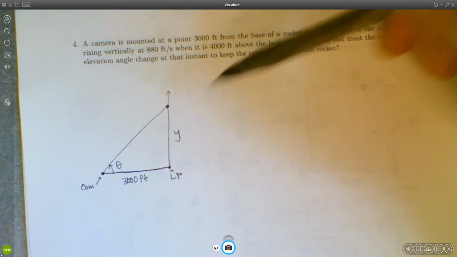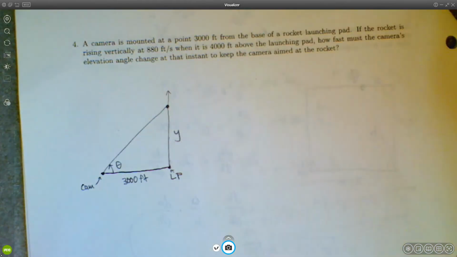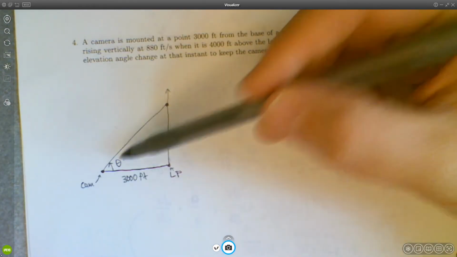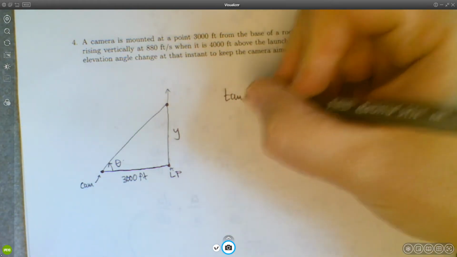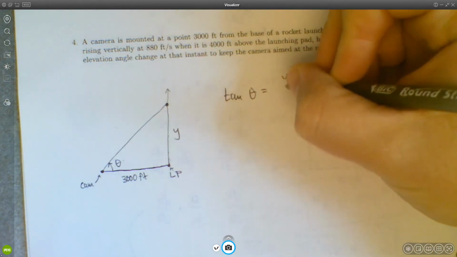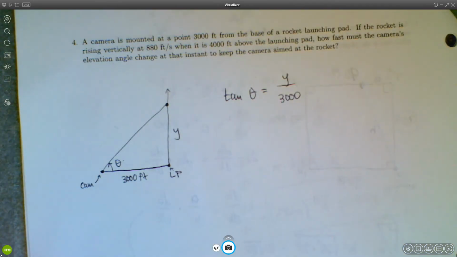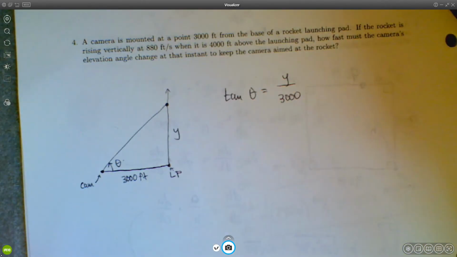So let's answer that question. First of all, we need to find a way to relate theta and y. And I think one way that we could do it is to use maybe the tangent function. Say tangent theta equals y over 3,000. Okay. And then what we want to find is the rate at which theta is changing. In other words, we want to find d theta/dt.